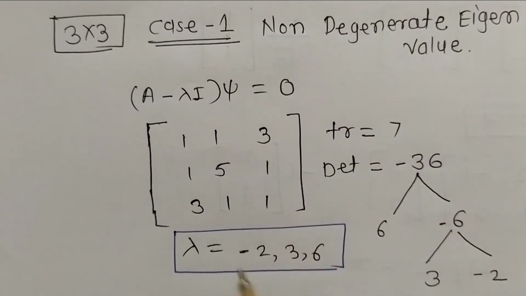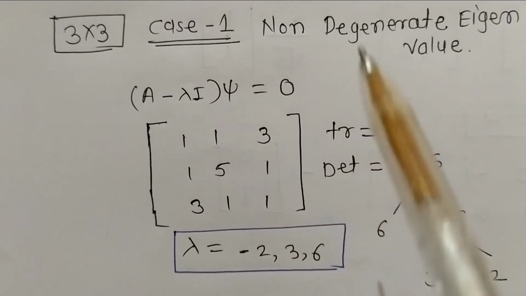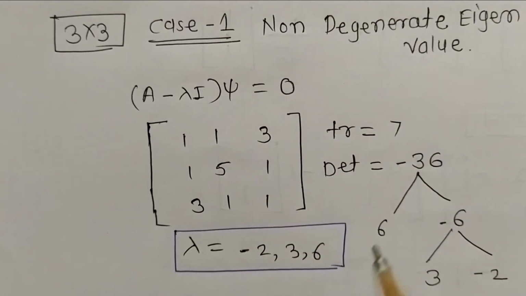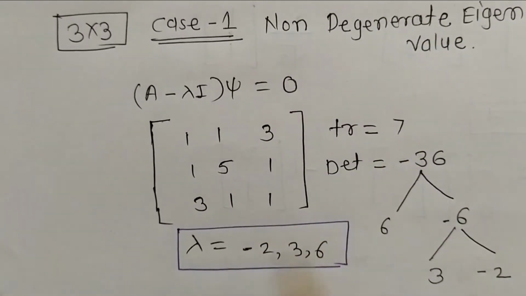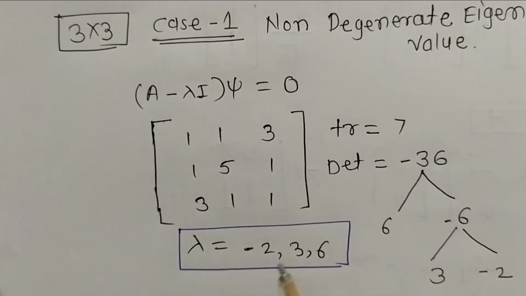And all eigenvalues are non-degenerate. No one is repeated here, so it is non-degenerate. When it is repeated, we call it degenerate, but here no one is repeated, so it is non-degenerate eigenvalue. So using non-degenerate eigenvalues, we have to find the eigenvectors.